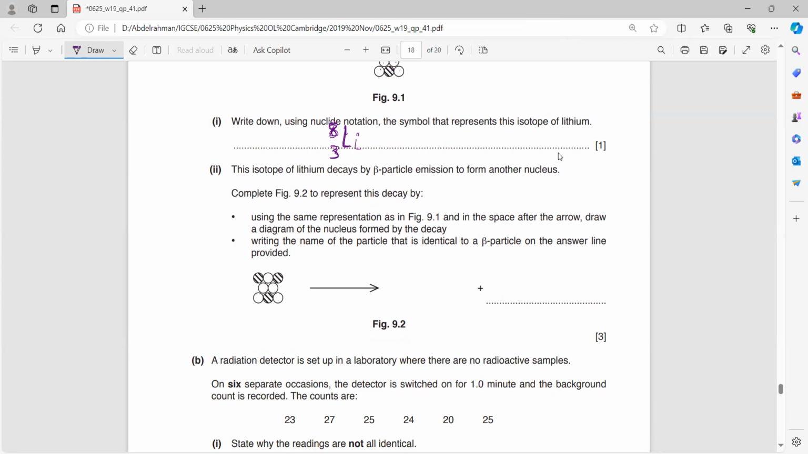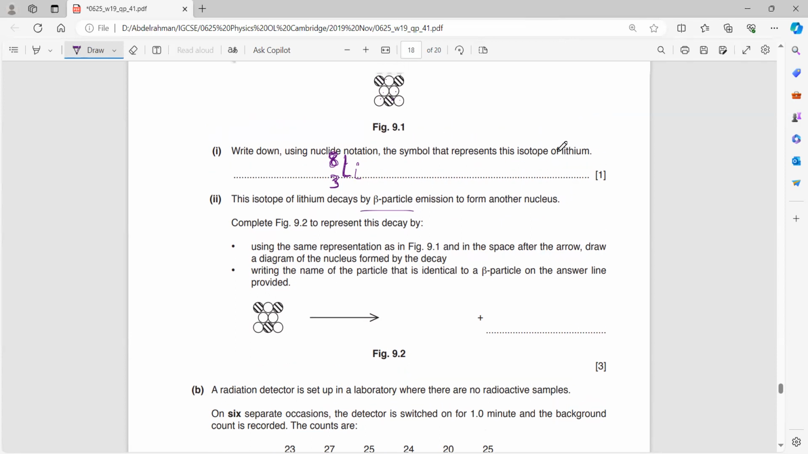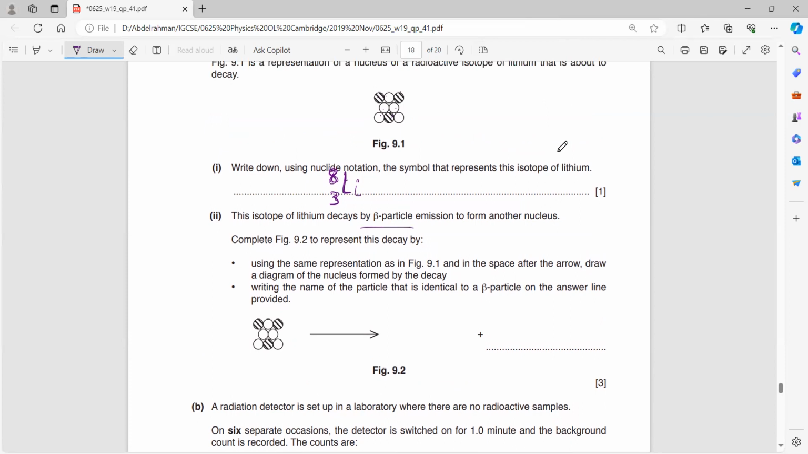It will decay producing a beta particle, right? Using the same representation. Be careful, look: he's saying using the same representation as above. That means we will literally draw. For the beta particle, we just draw its symbol, right? We will draw the beta particle, writing the name of the particle that is identical to it.